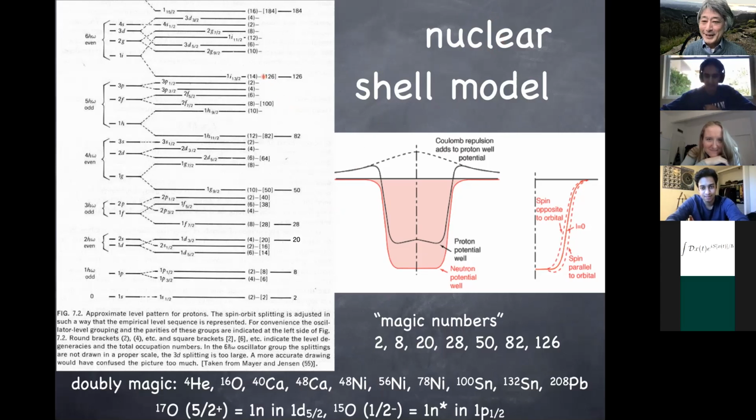But anyway, so this is the way you can understand why certain nuclei are particularly stable. And once you know that these are particularly stable nuclei, you can start thinking about, for example, oxygen-17.